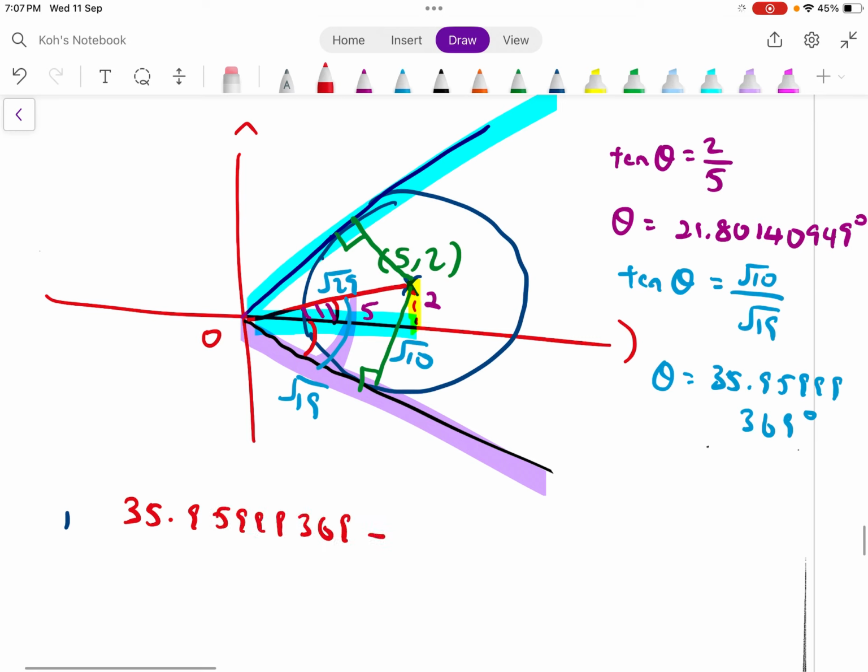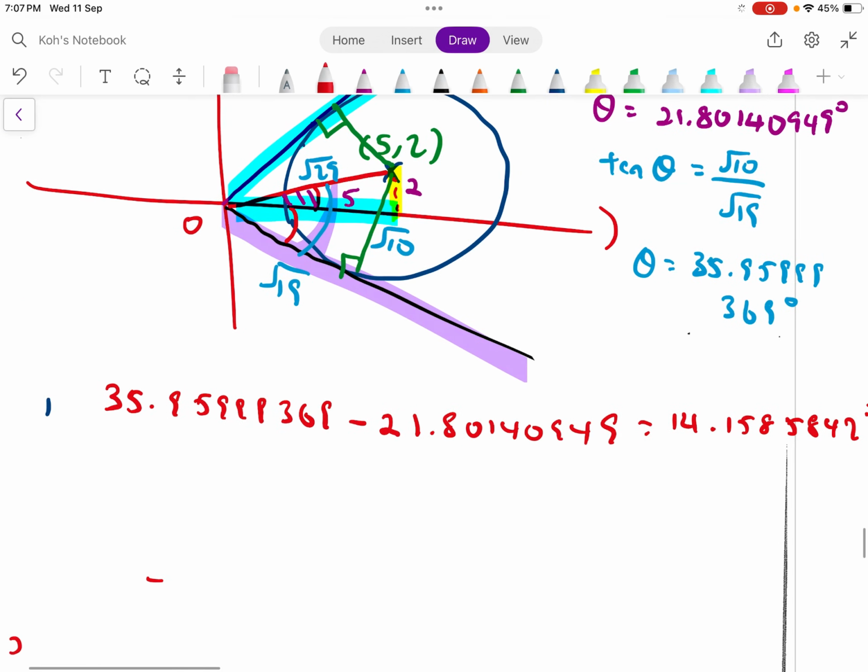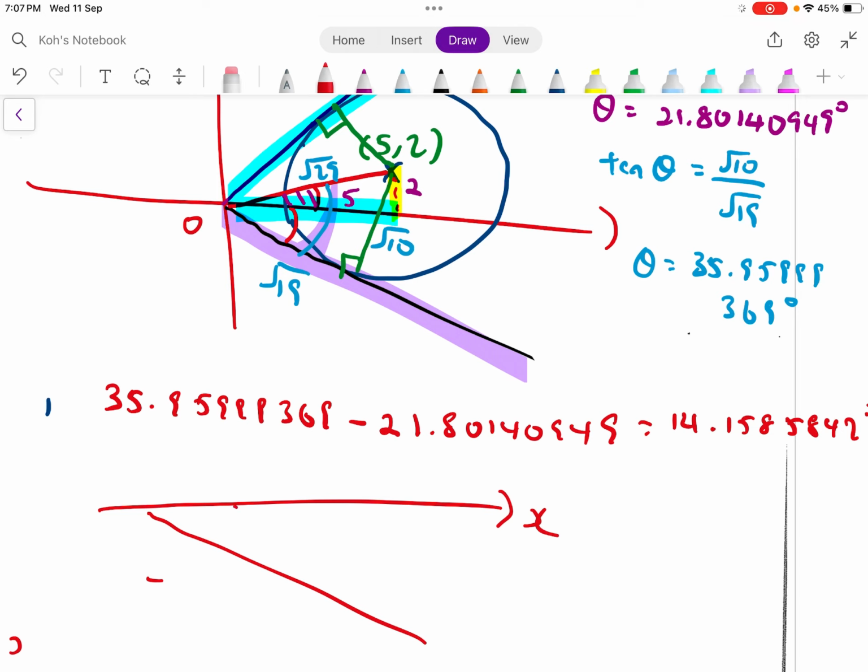So I simply just use 35.95999369 minus 21.80140949. So let me just do the calculation. Okay, so I'll get about 14.1585842 degrees. Okay, so now it's time to determine what the gradient is. The purple color gradient. So for example, I draw the x-axis. I draw this one. Okay, this one is the gradient I want to find. So apparently you can see that this is 14.1585, and so forth.